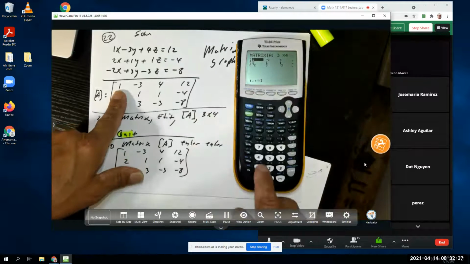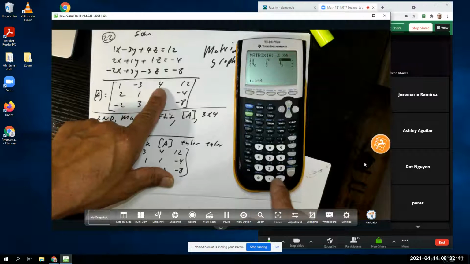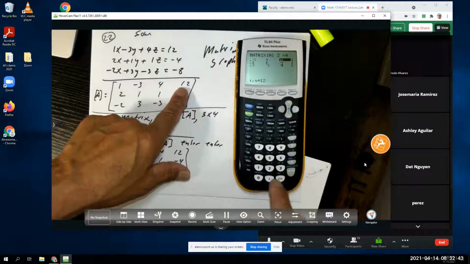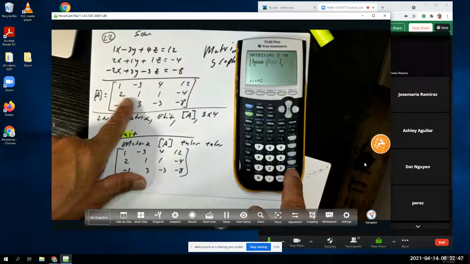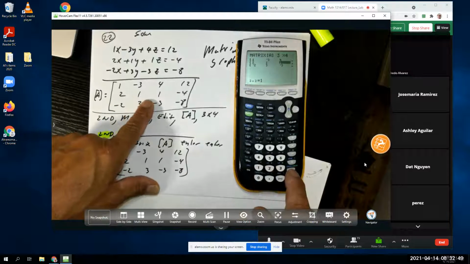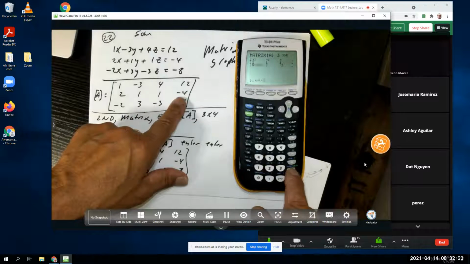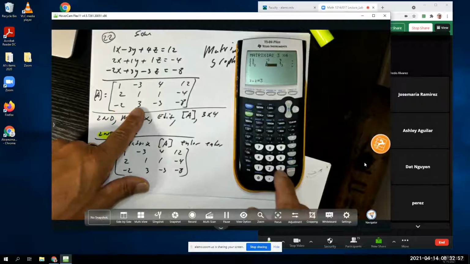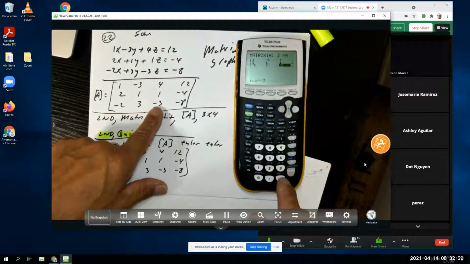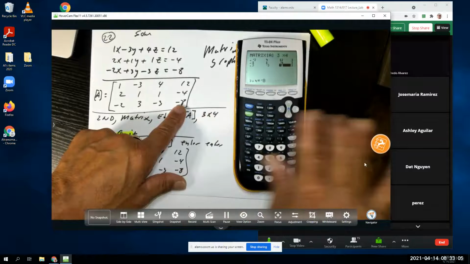I'm going to put 1, hit enter. -3, hit enter. 4, hit enter. 12, hit enter. 2, hit enter. 1, hit enter. 1, hit enter. -4, enter. -2, enter. 3, enter. -3, enter. -8, enter. Okay. Once I put everything in there, I know it's in there.